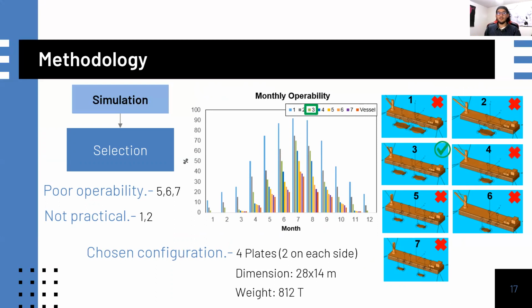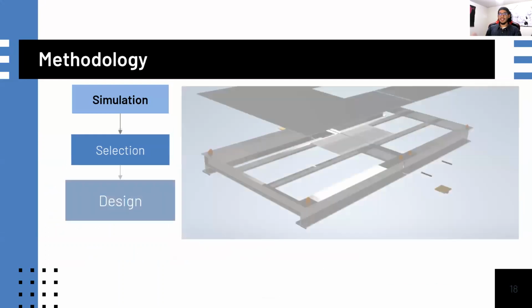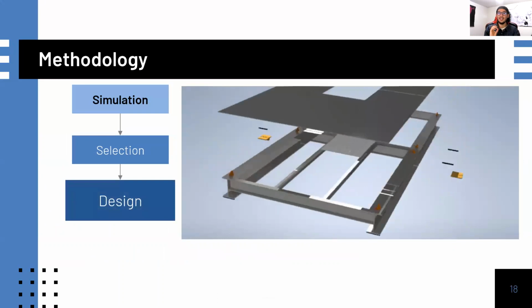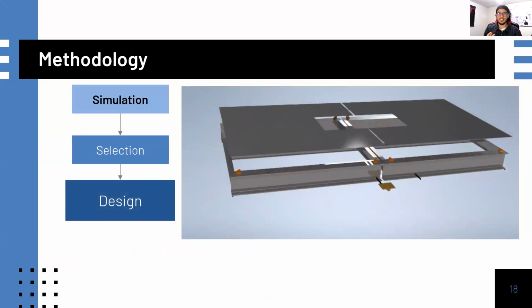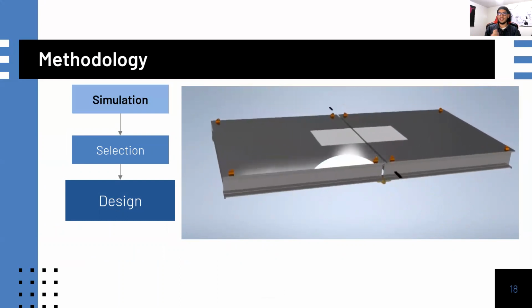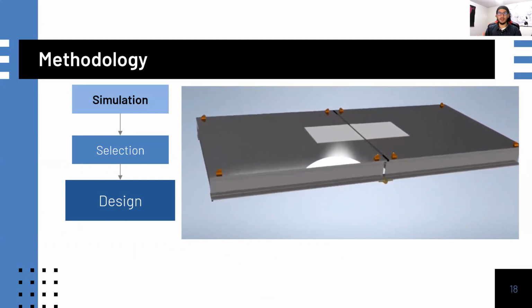It consists of 4 plates of 28 by 14 meters, 2 on each side of the boat, with an estimated weight per plate of 812 tons. As the next step, the chosen configuration is designed with all its details, having as a requirement robustness for its constant utilization and resistance to corrosion for its environment.